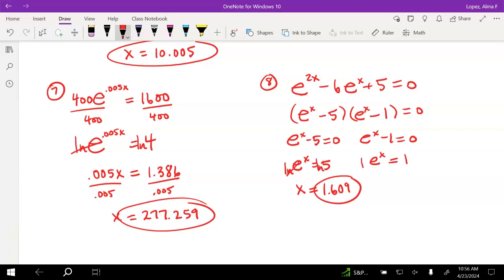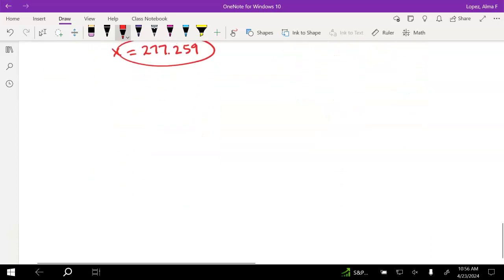For this one, I'm going to move the negative 1 over to the other side. This is also a special exponential, so I'll take the natural log of both sides. On the left, the natural log and the e cancel, so we get x equals the natural log of 1, which is 0. And as we know, it is okay to get answers of 0.